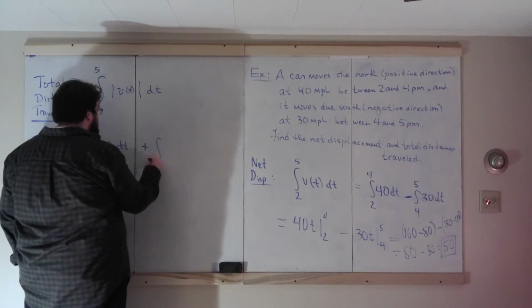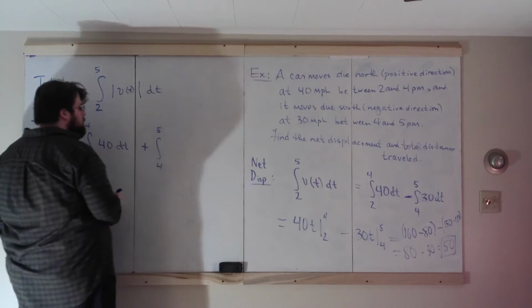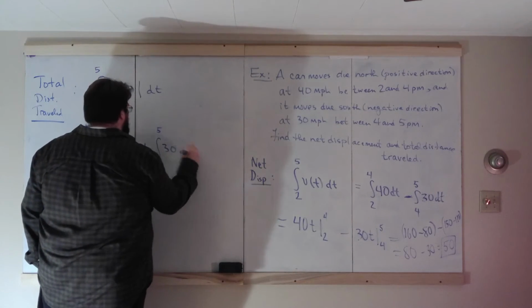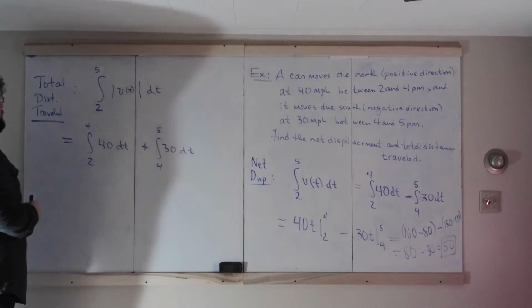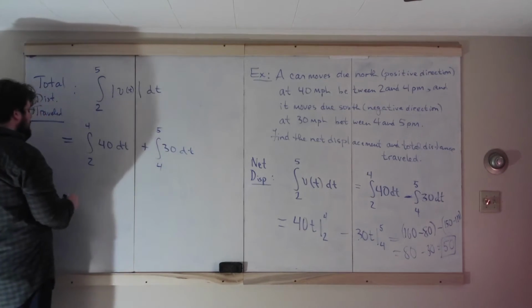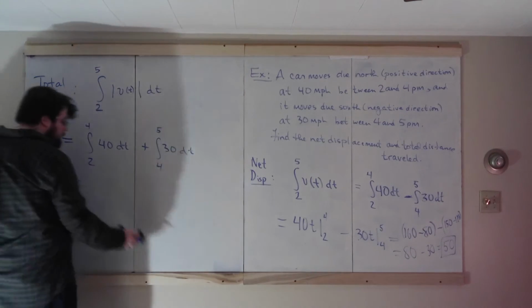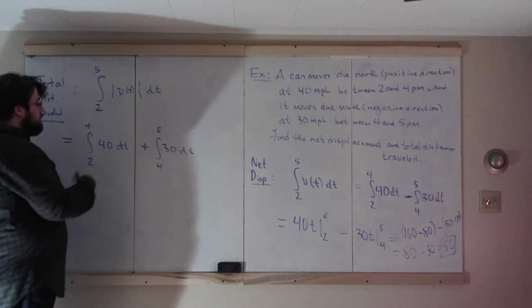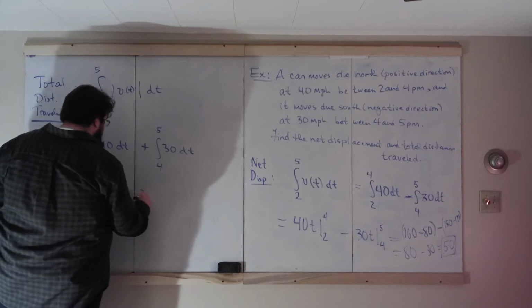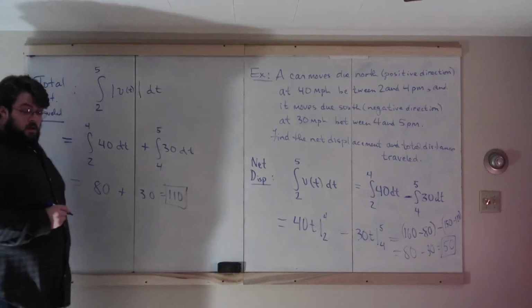Plus the integral from 4 to 5. The velocity from 4 to 5 is negative 30. The absolute value of negative 30 is 30. So the absolute value takes the negative pieces and makes them positive. Now if you do this integral, you again get 40t from 2 to 4, which is 80, plus 30t from 4 to 5, which is 30. So you do get 110, as we saw.